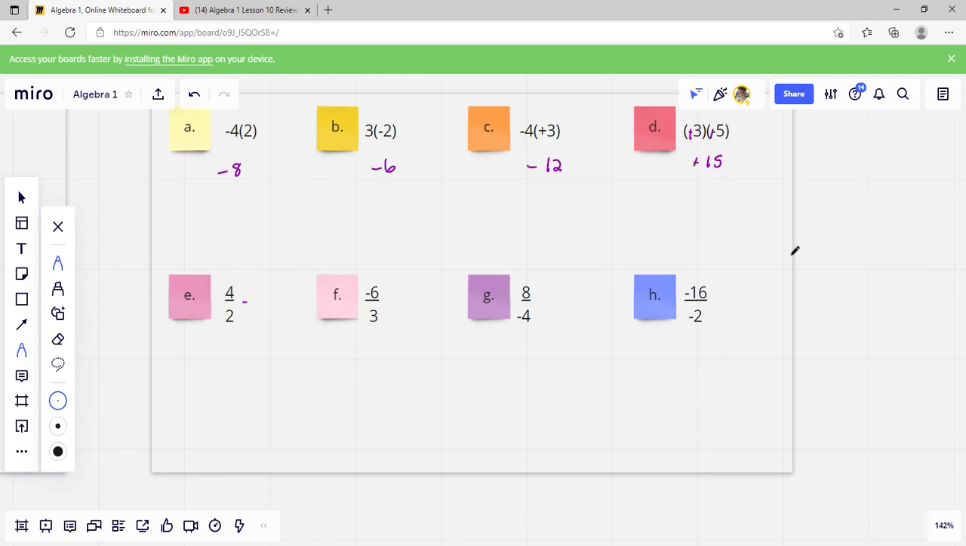The division ones, 4 divided by 2 is 8. They're both positive, so my answer is positive. 6 divided by 3 is 2, but that's going to be a negative 2 because I have a negative right there and I can't cancel with anything. 8 divided by 4 is going to be 2, and that would also be a negative 2 because of my negative right there. This one, the negatives cancel each other, and I have 16 divided by 2 equals 8, so it would be positive 8.